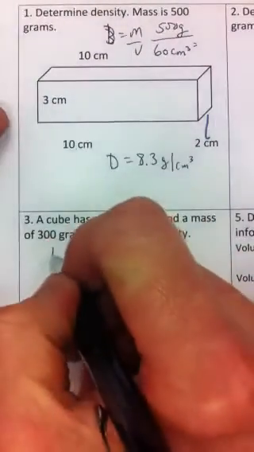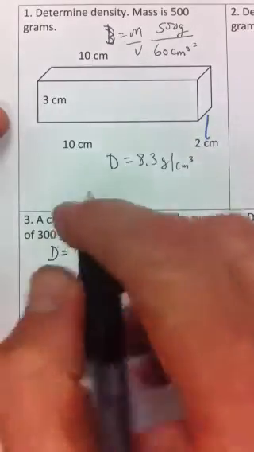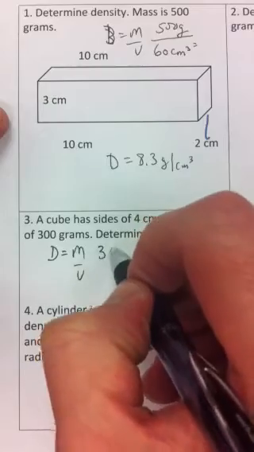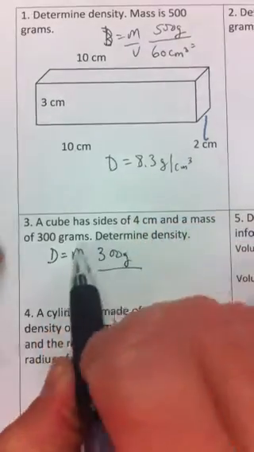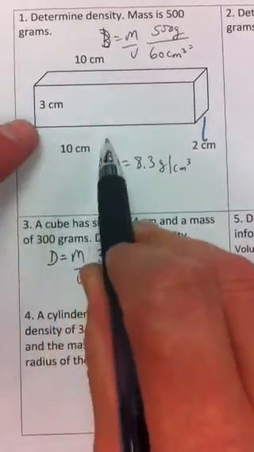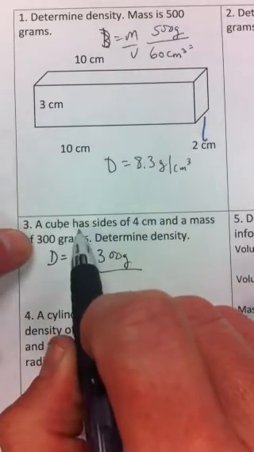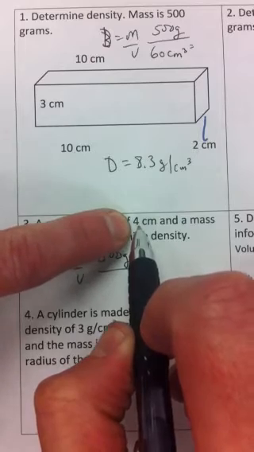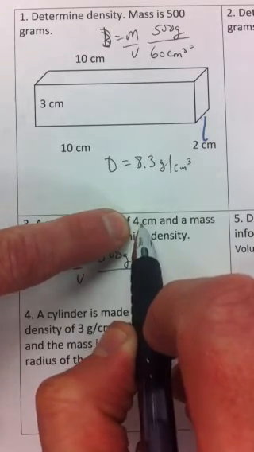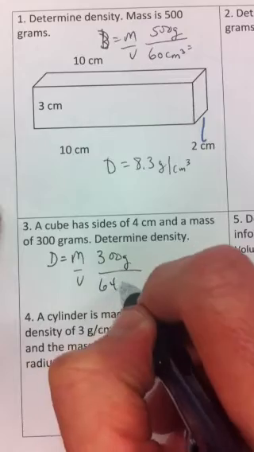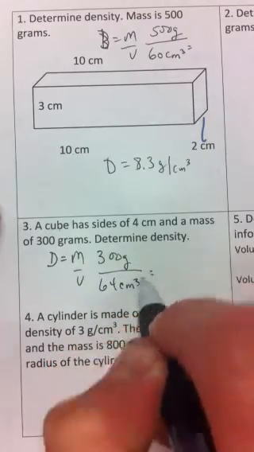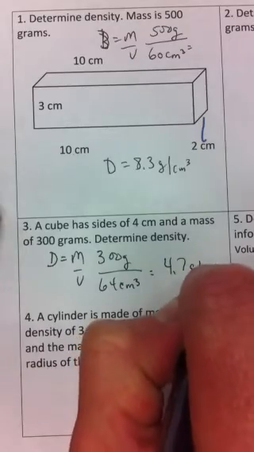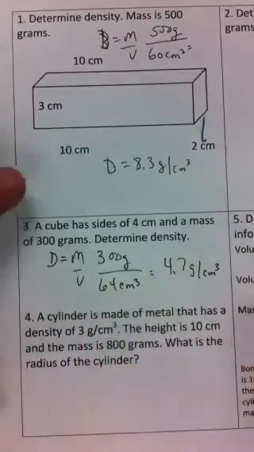Here we want density. Once again, we've mentioned it 1,000 times. Density is mass over volume, and that's going to be 300 grams. The volume of a cube, this is just a special rectangle, but regardless, volume is 3 dimensions. So this is going to be 4 times 4 times 4, which is 64 cubic centimeters. And the answer there is going to be 4.7 grams per cubic centimeter.